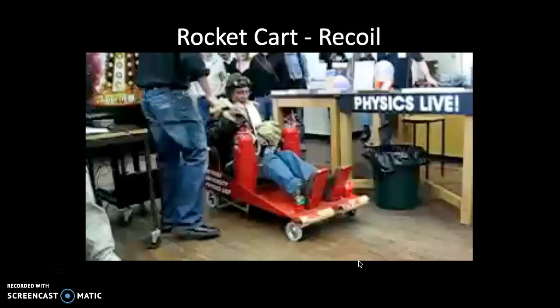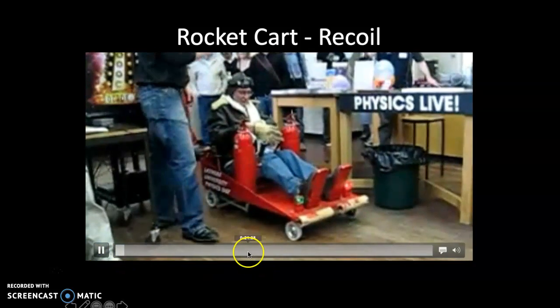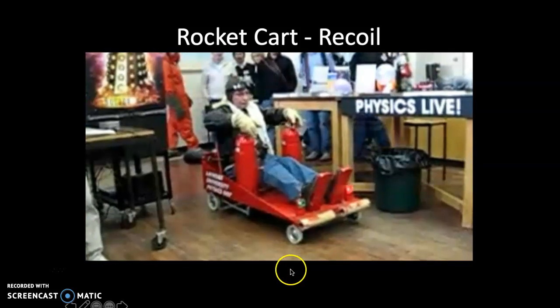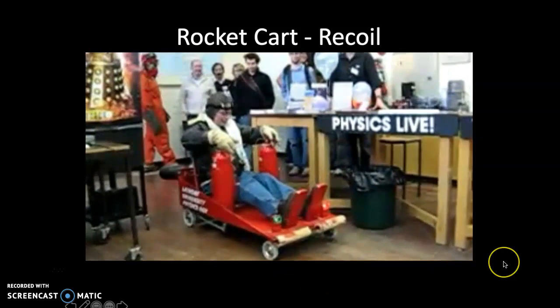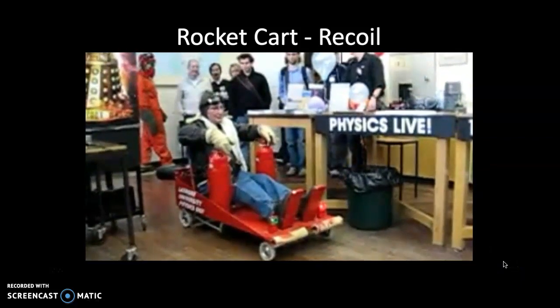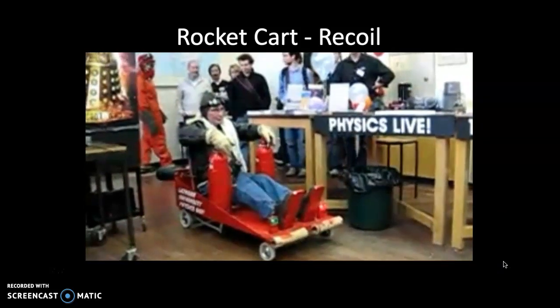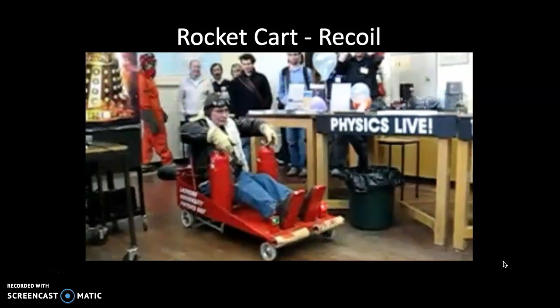So v_i is 0. So this is just a fun little video of a rocket cart moving along. Let's just fast forward a little bit. So you'll notice some exhaust coming out the back here.